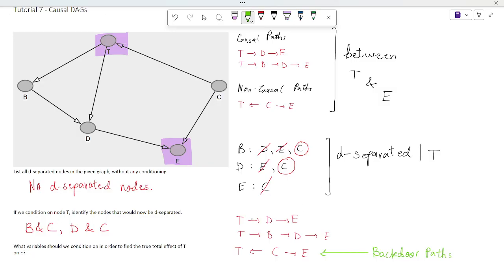And in simple words, in these paths the arrows are not such that one arrow is going towards T and an arrow is also going towards E. So I just look at the backdoor paths and then I look at all the confounders and I have to block them. And there is just one confounder, that is C. It means that in order to determine the true total effect of T on E, you need to condition on C only. Are there any questions at this point?